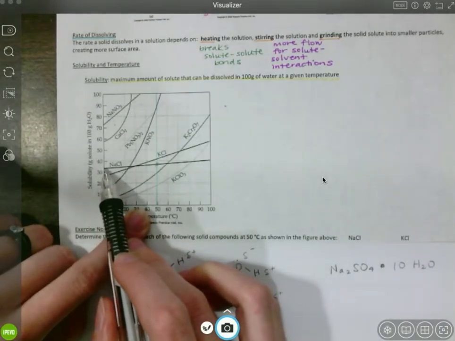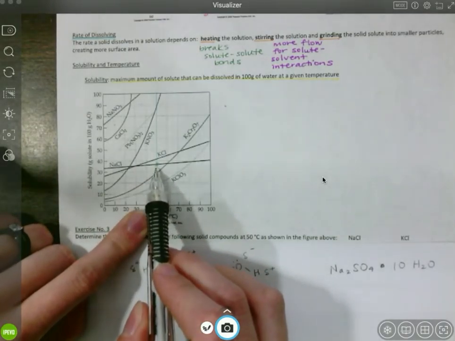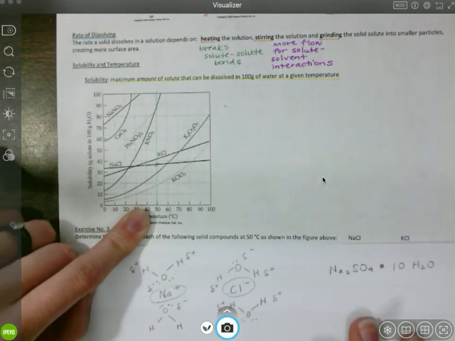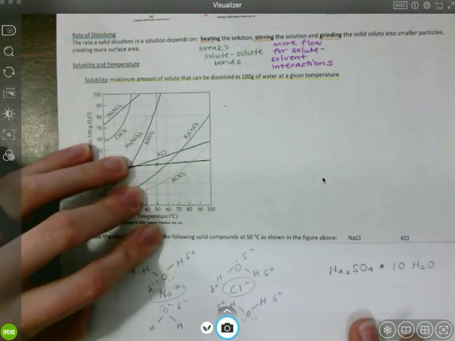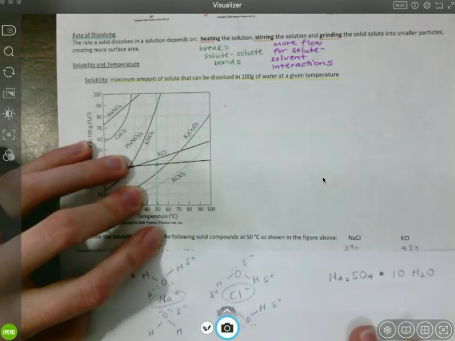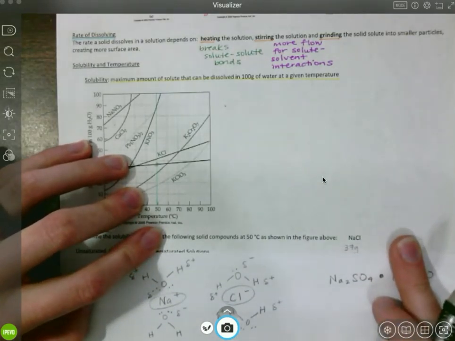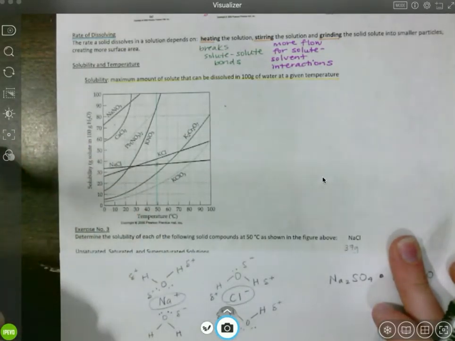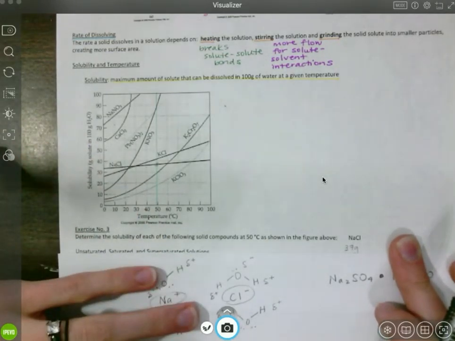That looks like it's about 36, 37 grams that's going to dissolve in 100 grams of water at 50 degrees Celsius. So I'm going to say like 37. Why not? You might have said 36, you might have said 38, that's fine.